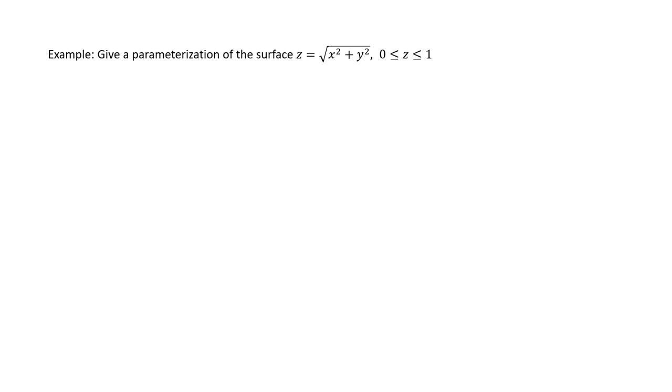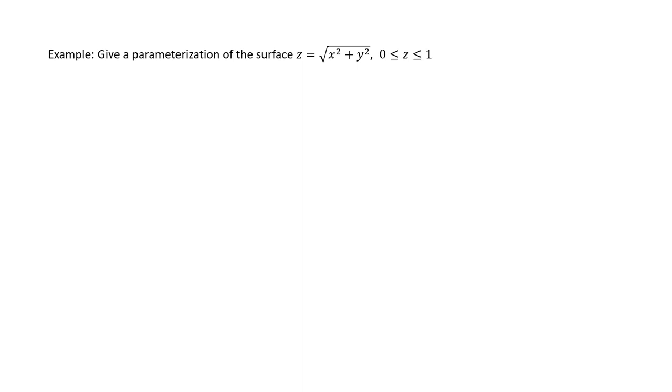All right, what if we want to work in the opposite direction? What if I want to come up with a parameterization of the surface? So I'm giving you the surface now. Let's work in the opposite direction. So can we come up with parametric equations for the surface z equals the square root of x squared plus y squared?